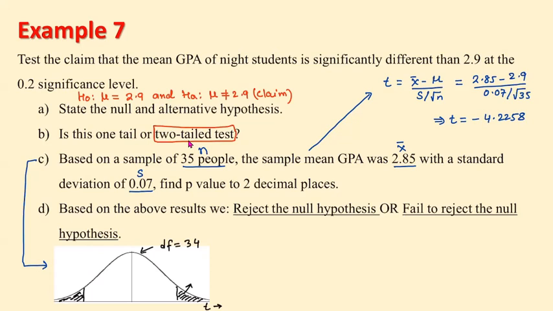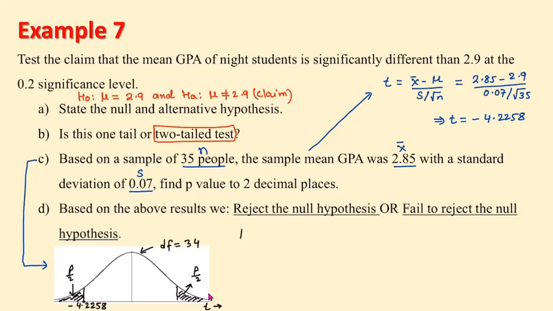So we have half of the p-value on the right tail and half of the p-value on the left tail. And here we got the t-value, which is negative, so it will be on this side. So that is negative 4.2258. Now we need to find this p-value. In order to find it, we need to find the area on the left tail, which is half of the p-value in fact, and then multiply by 2.